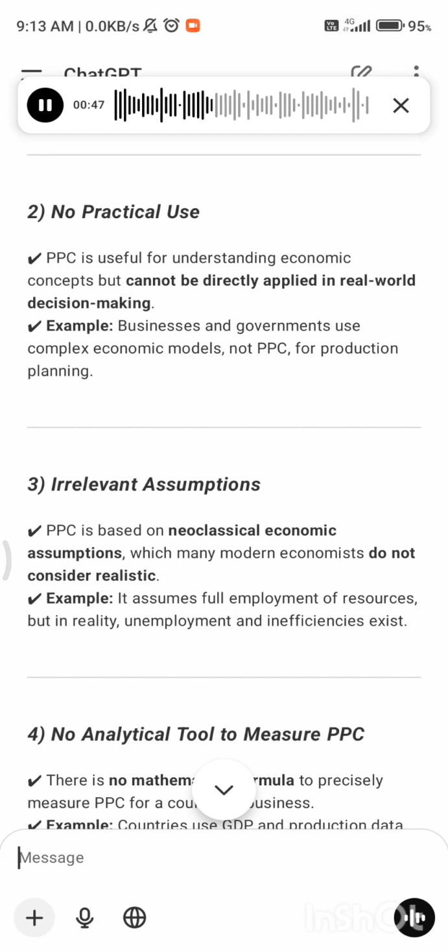3. Irrelevant assumptions. PPC is based on neoclassical economic assumptions, which many modern economists do not consider realistic. Example, it assumes full employment of resources, but in reality, unemployment and inefficiencies exist.